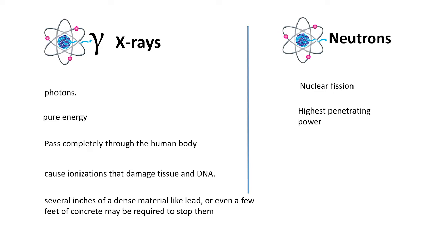They are basically the same particles, but they originate from different parts of the atom. Gamma rays originate from the nucleus of the atom, whereas X-rays originate outside the nucleus of the atom. And the X-rays have lower energy than the gamma rays. And since they are highly penetrating in nature, several sheets of lead and concrete are required to stop them.